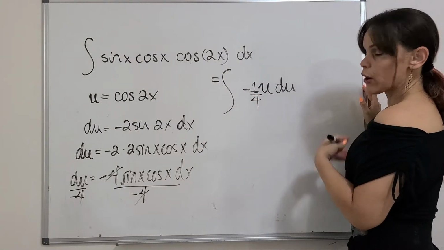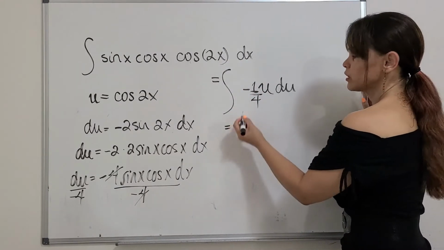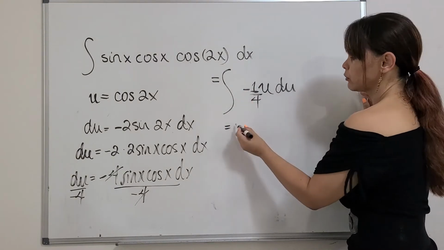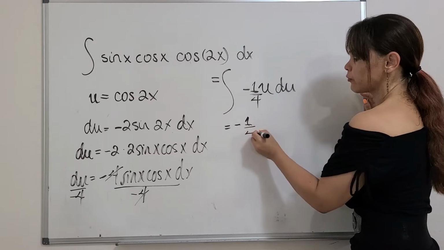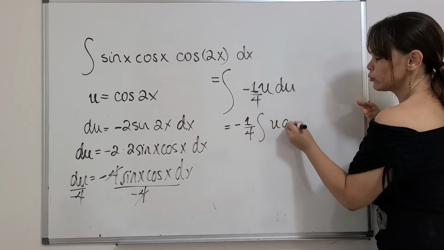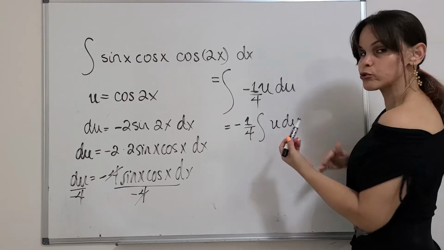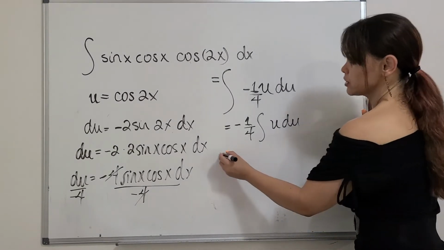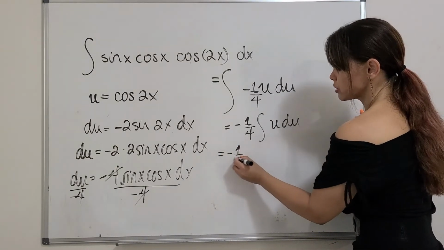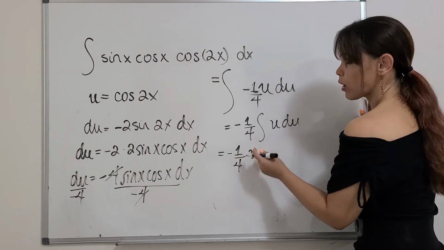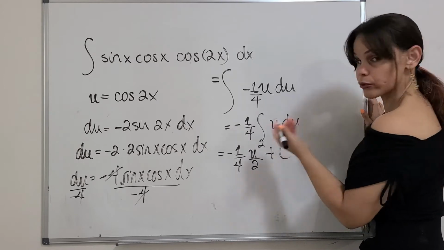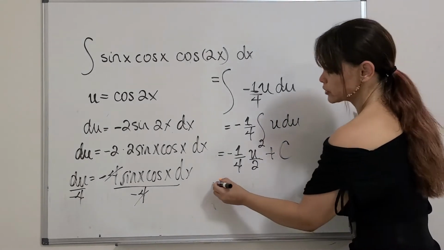Okay? Now I can integrate. So as I said before, this is a coefficient. My advice, take it out. So this is going to be negative 1 over 4, the integral of u du. And this is the same as u to the power 1. So I can use the power rule for integration. So adding 1, this is going to be u to the 1 plus 1, which is 2, over 2, plus c, of course. And just finish it up.